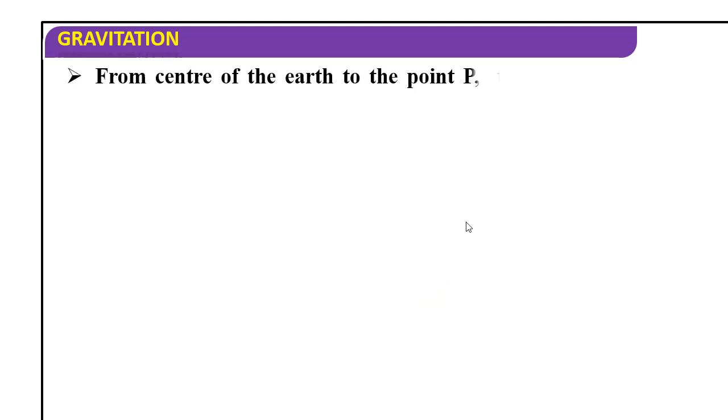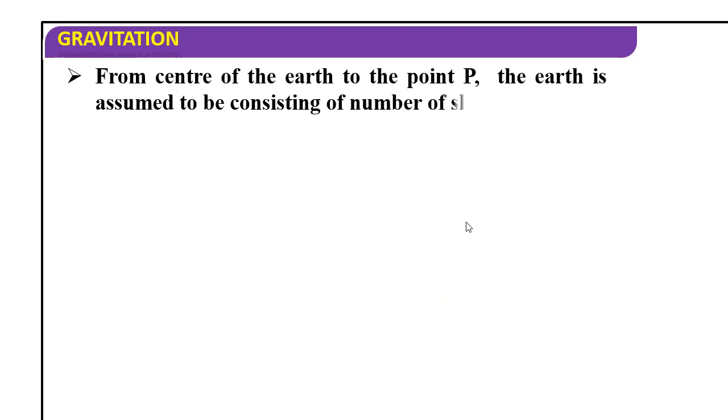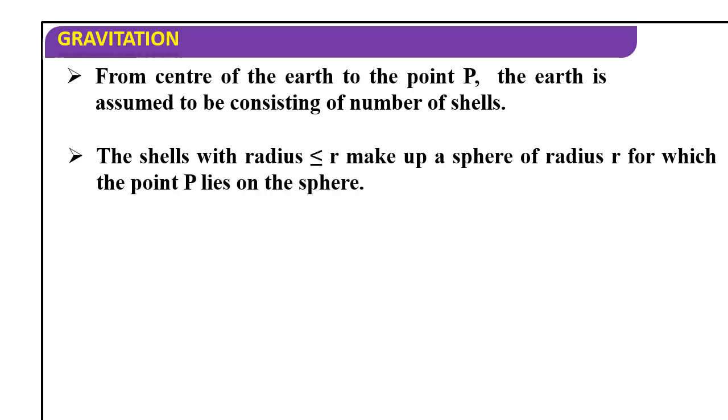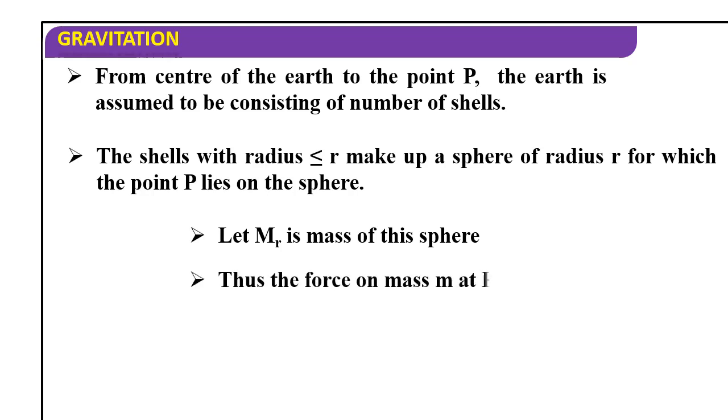So from the center of the earth to the point p, the earth is assumed to be consisting of a number of shells. The shells with radius less than or equal to r make up a sphere of radius r for which the point p lies on the surface. Now let Mr be the mass of this sphere. Thus the force on mass m at p is equal to G m into Mr by r square. F is equal to this. This is the first equation.